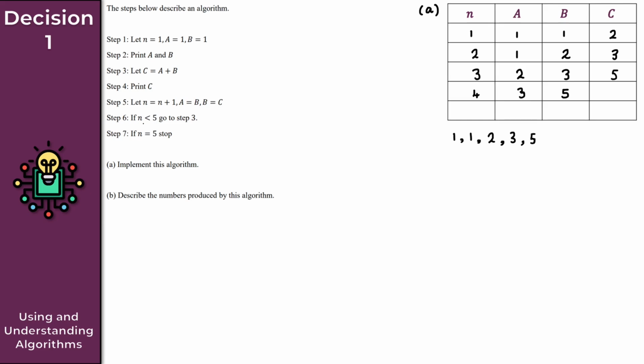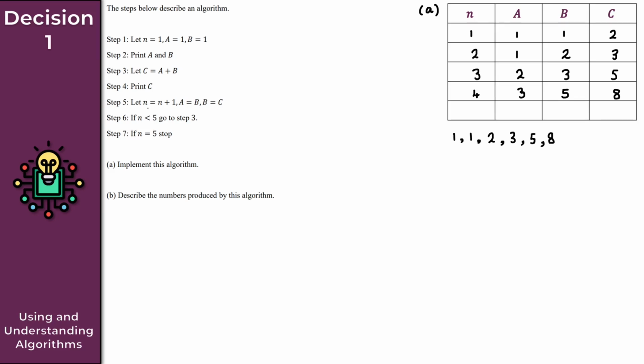Step 6, if n is strictly less than 5, we go back to step 3. So clearly here, 4 is strictly less than 5. So again, all we do here is we go back to step 3. And again, we just let c be equal to a plus b. So 3 plus 5 is 8 there. Okay. We then print c. So again, just write down the value of c here, which is 8.